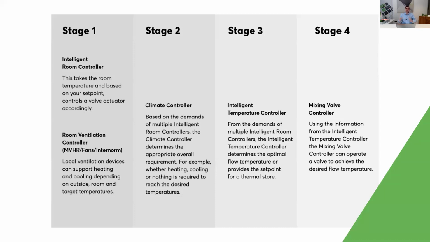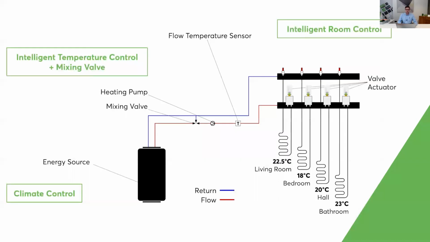Stage 4, you don't have to go to. You don't have to do mixing valve control, but you will, in nearly all circumstances, find yourself doing stages 1, 2, and 3. And so that then brings us back to the diagram. Now you can see with green blocks showing where our different function blocks would come into play for this heating layout.